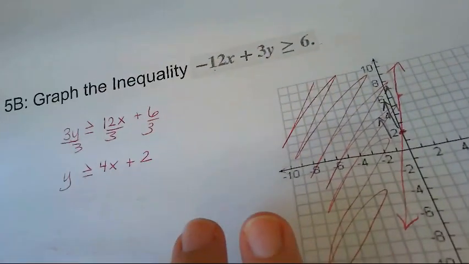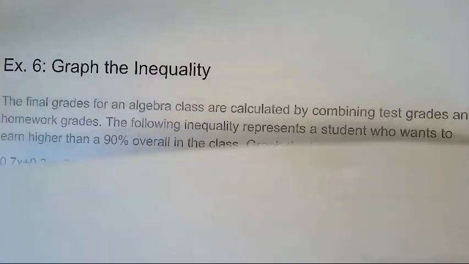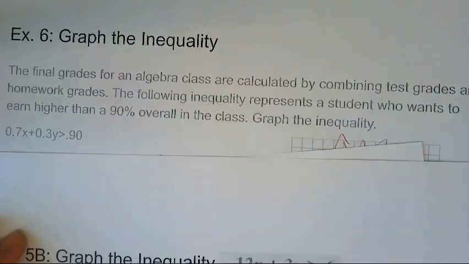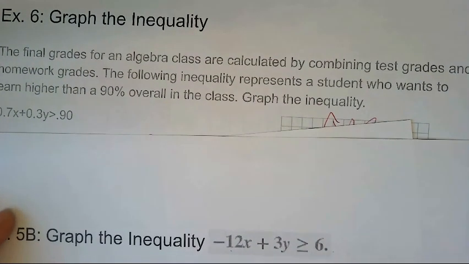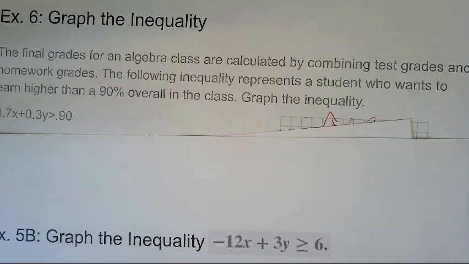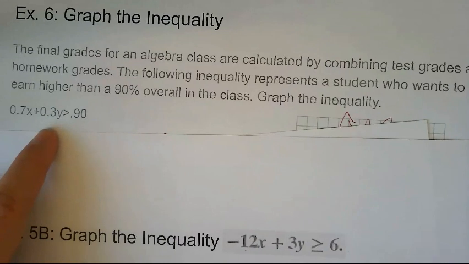And then we have one more example that shows what would happen in a real world situation. The final grades for an algebra class are calculated by combining test grades and homework grades. The following inequality represents a student who wants to earn higher than a 90% overall. Graph the inequality. So same kind of scenario, they just want you to graph it.